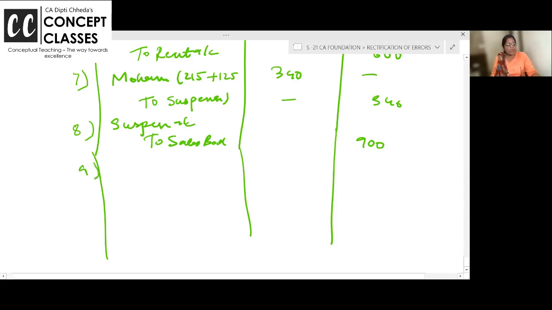Ninth one. Total of bills receivable book 1500 left unposted. So bills receivable you had to debit. You didn't debit the 1500. Now debit it, to suspense account.